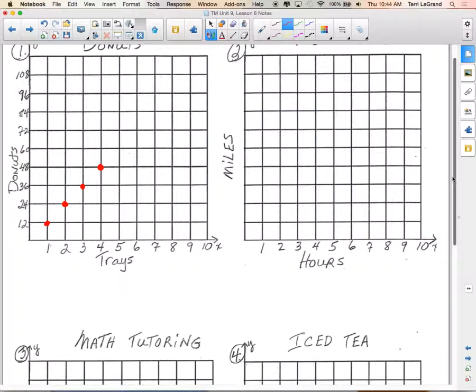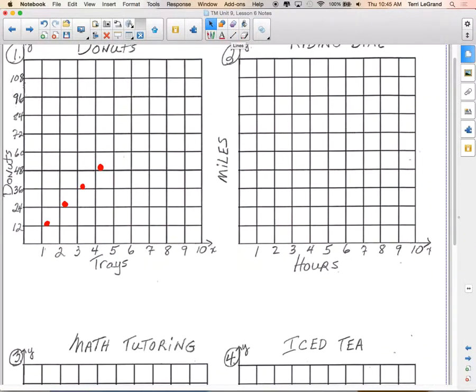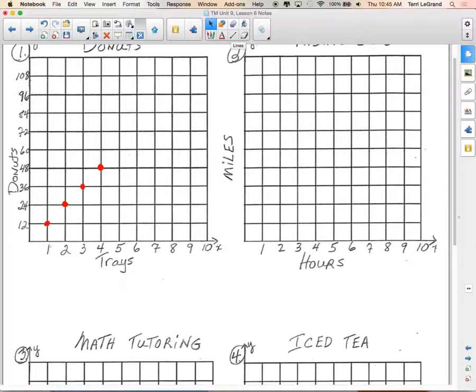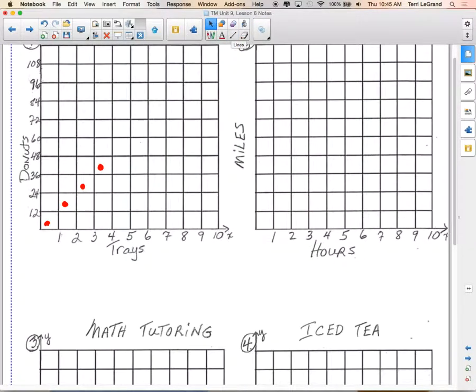And then what I want you to do with that ruler as a straight edge, I want you to start down in the corner at the origin, and draw a line, or actually it's going to be a ray. We're going to start down here at the corner, where if there were 0 trays, we would have 0 donuts, and we're going to go through those 4 points and carry on past it.